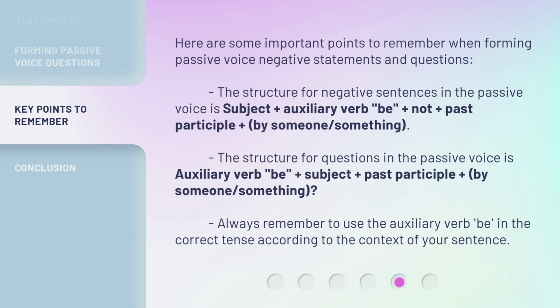Here are some important points to remember when forming passive voice negative statements and questions. The structure for negative sentences in the passive voice is subject plus auxiliary verb be plus not plus past participle plus by someone/something. The structure for questions in the passive voice is auxiliary verb be plus subject plus past participle plus by someone/something. Always remember to use the auxiliary verb be in the correct tense according to the context of your sentence.